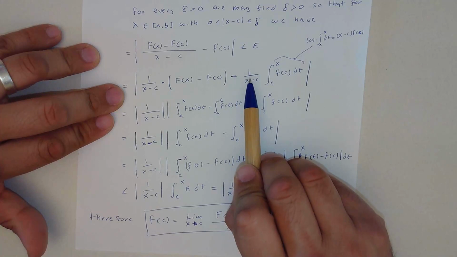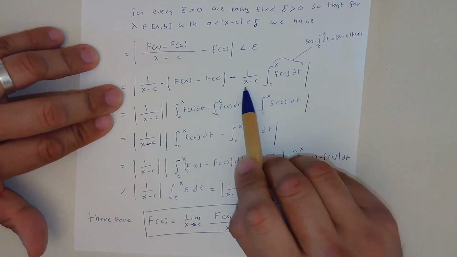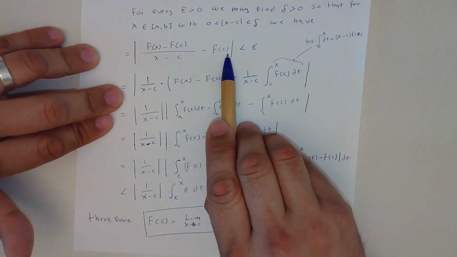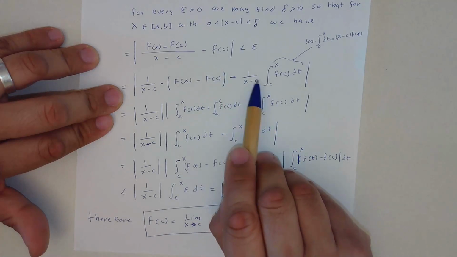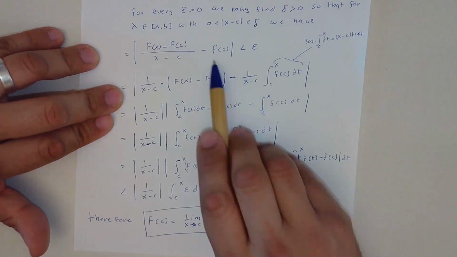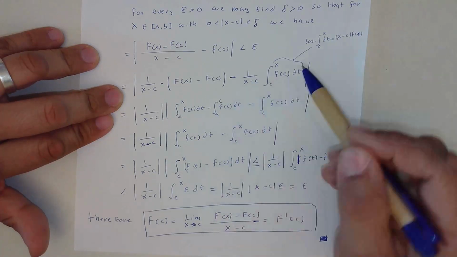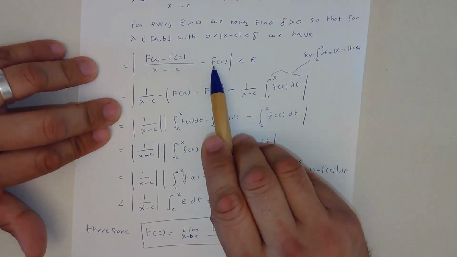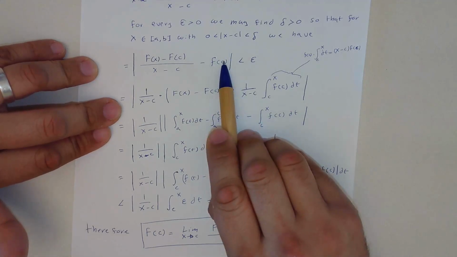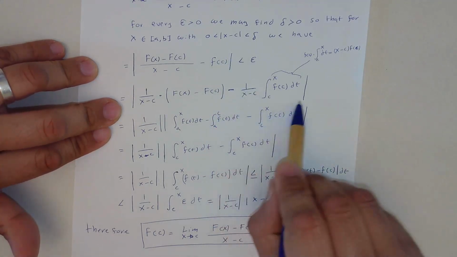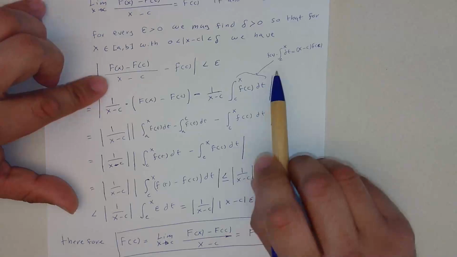Let's subtract to that also the 1 over x minus c of the function at c. Where is this coming from? You may be asking, if I already have this evaluation of the function, which is a constant, why am I writing it like that? Okay, let's see this part.